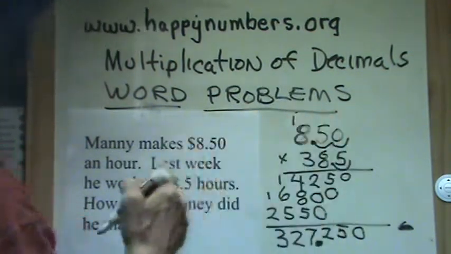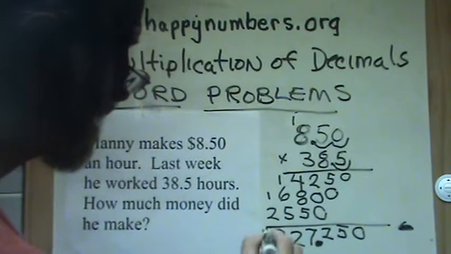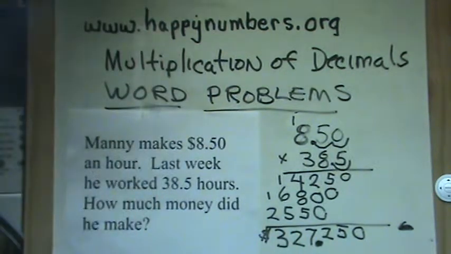Now we know we're working with money here, so we know this is dollars. This is 327, and of course we know we can drop this trailing 0 because it doesn't matter. So Manny worked 38 and a half hours, and he made $327.25.